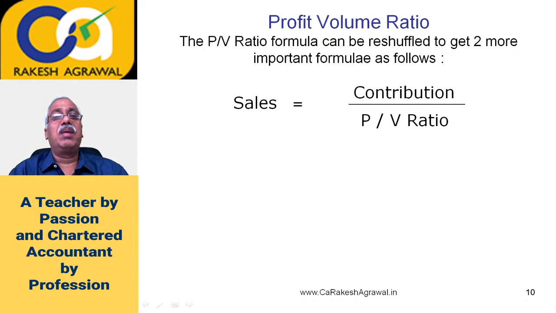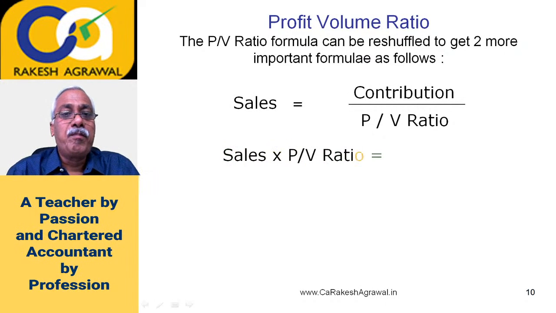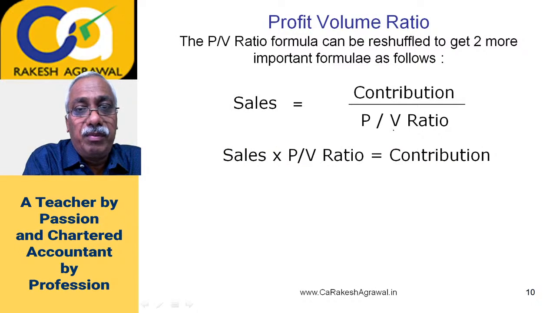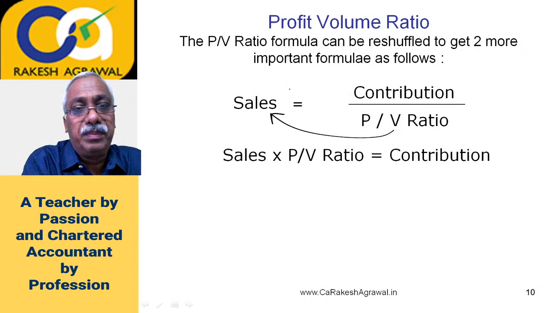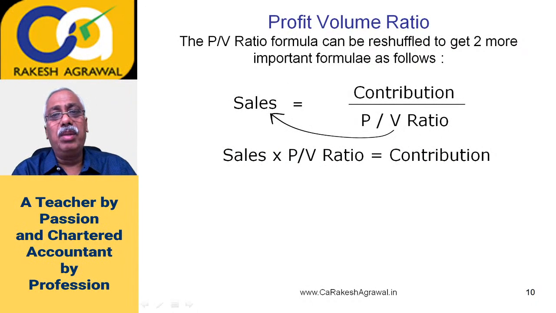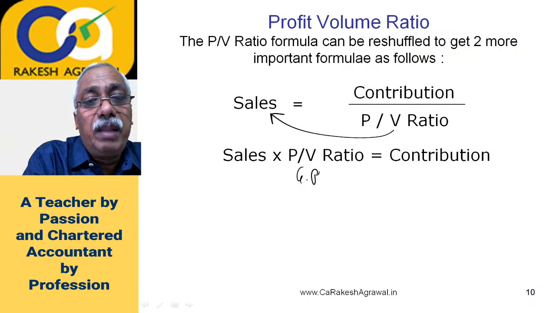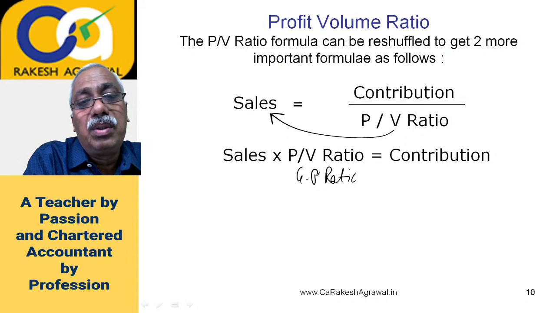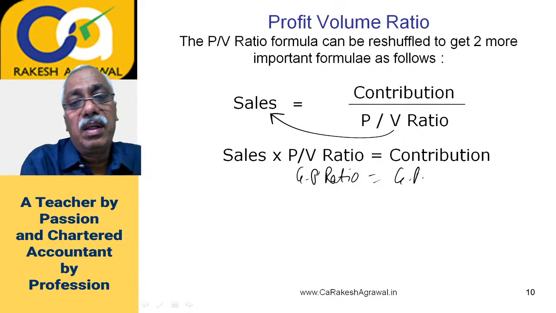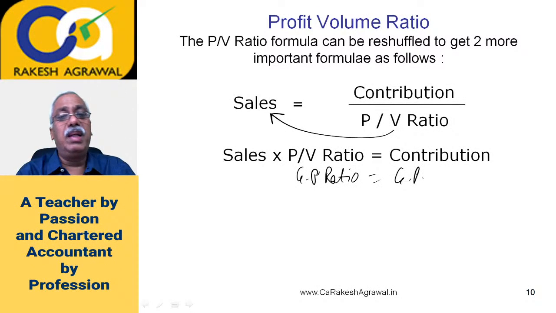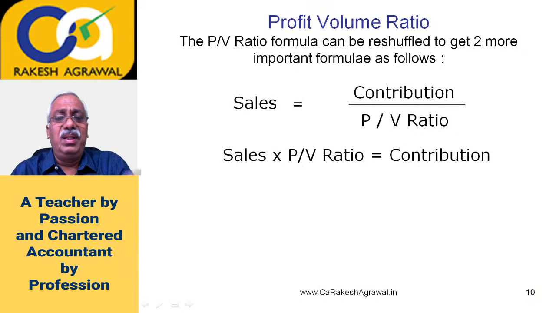So sales is equal to contribution upon PV ratio is one formula, and the other is sales into PV ratio. If you multiply sales with PV ratio, you get contribution. Like sales into GP ratio: if you multiply sales into gross profit ratio, you will get gross profit, correct? Similarly, sales multiplied by PV ratio gives contribution. So this was nothing great, just shuffling the original formula and getting two more formulas.